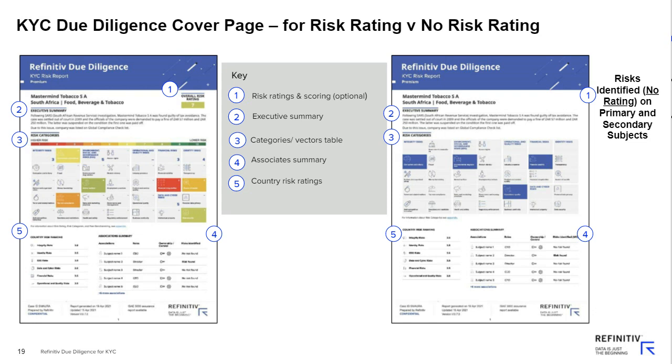You will still have the association summary with risk found, not found, as well as the ownership and control designations, as well as the country risk rating. It will just pull away that kind of risk rating so you can plug it into your process and make your own decisions upon what you see.